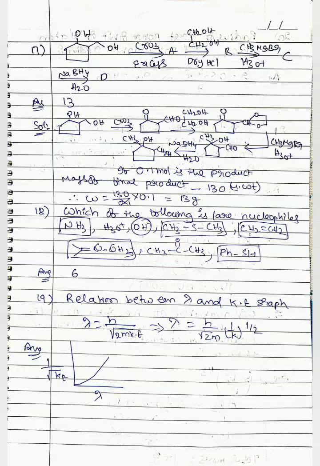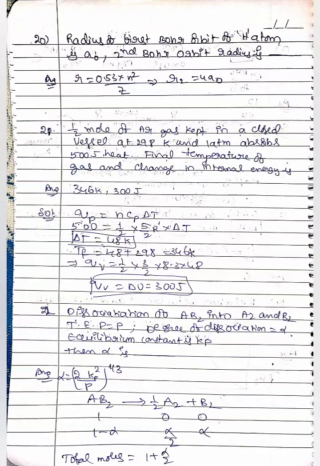Next one, which of the following are nucleophiles? They have given some compounds and asking us to predict how many are the nucleophiles. The answer is 6. The next one, relation between lambda versus Ke. Regarding the relation, they asked us to predict the graph which is plotted between 1 by root Ke versus lambda. You can check the relation and graph here. Let's move to the next one.